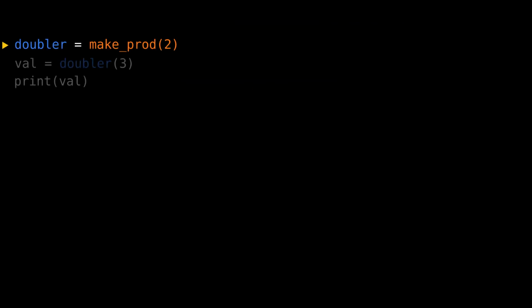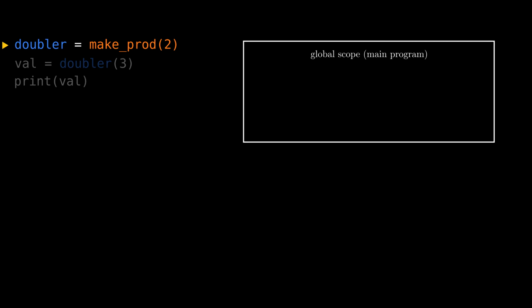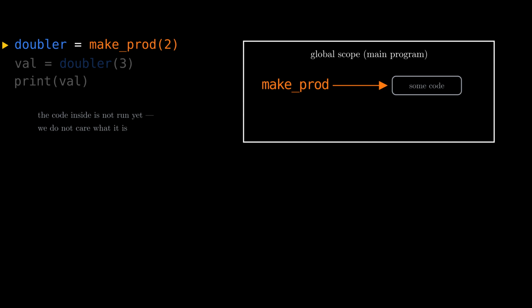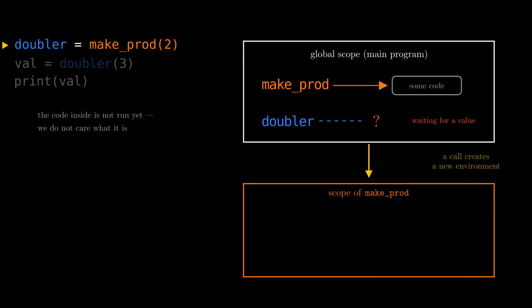Trace it. Running the program creates the global environment, the scope of the main program. Inside it, one function definition, the name MakeProd pointing at some code. We do not care what that code is yet because nothing has been called. Next line, we create the name doubler in the global environment, and it is going to equal something. That something is a function call, so a new environment is born. One new environment for every call.